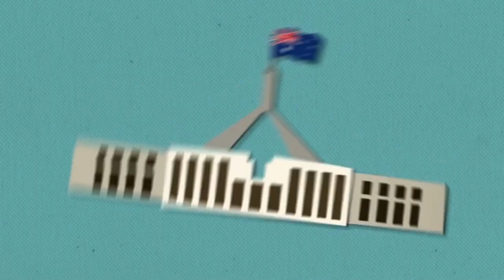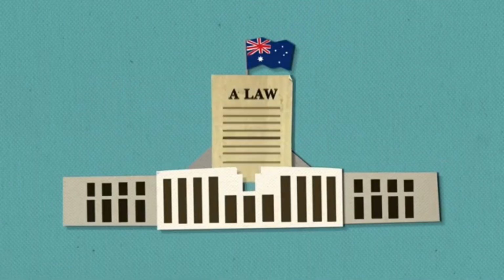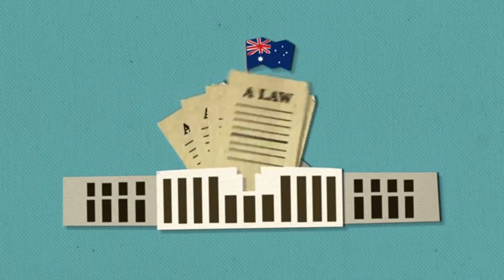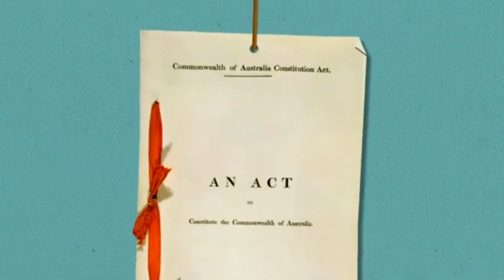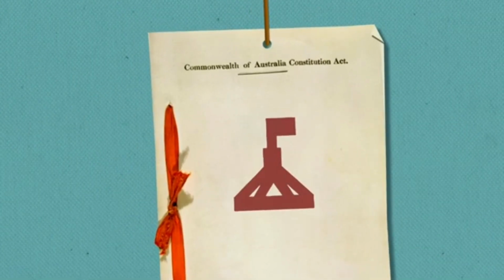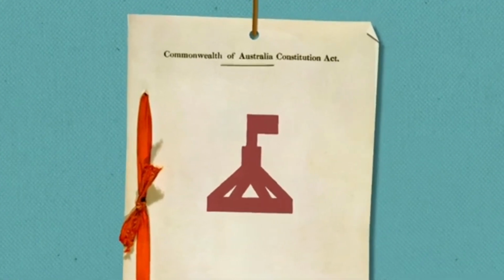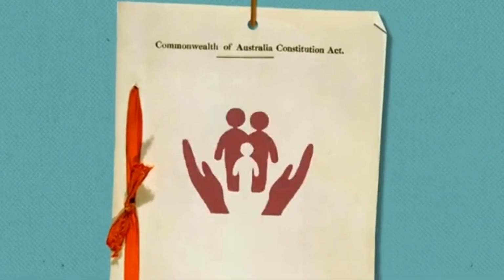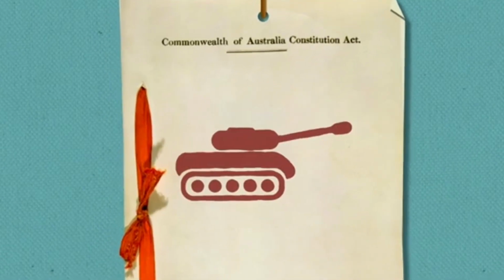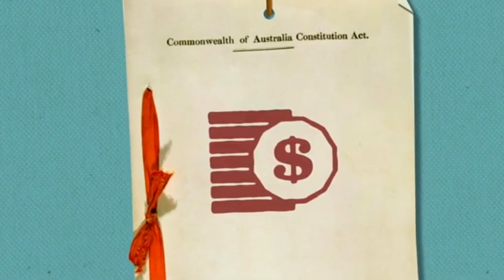One of the main roles of the Australian Parliament is to make laws for the people of Australia. This power comes from the Australian Constitution, which says that the Australian Parliament has powers to make laws on important national matters such as welfare, defence, immigration and taxation.